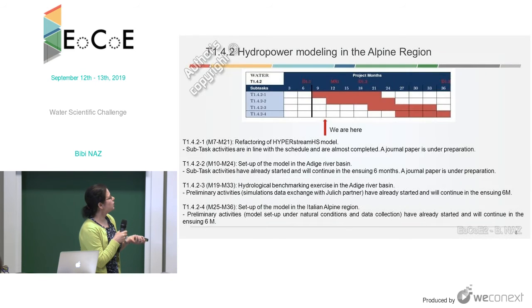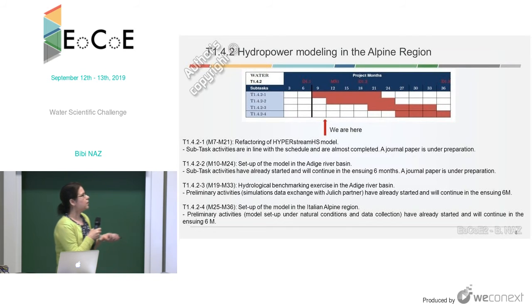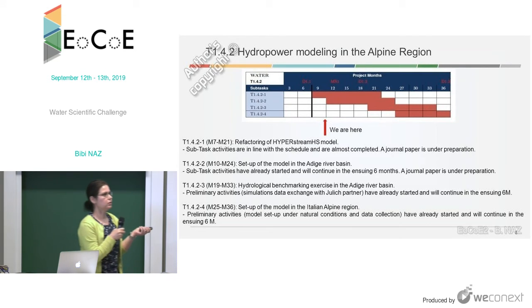So using this simulated discharge, we can then use it in the hydropower modeling framework, which is the next step. This is the work that the group at the University of Trento is working on. So we have 4 subtasks to implement the hydropower models in the Alpine region.